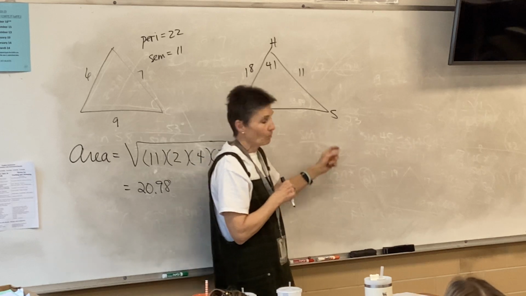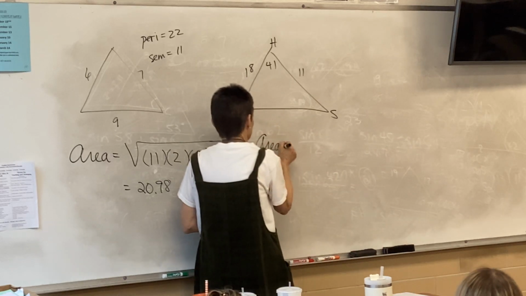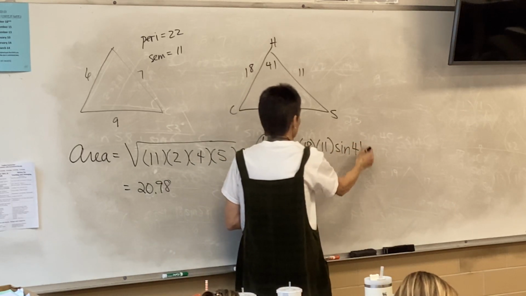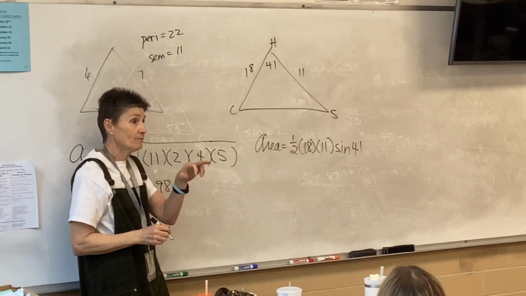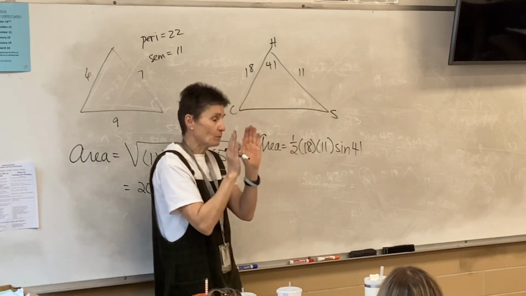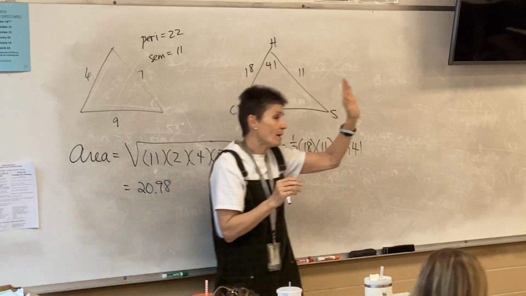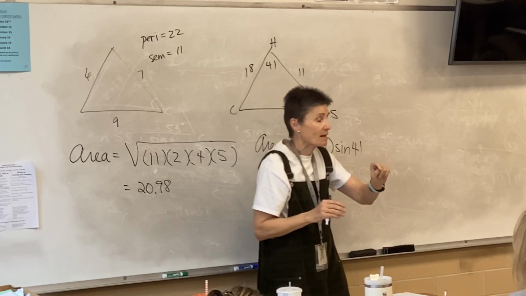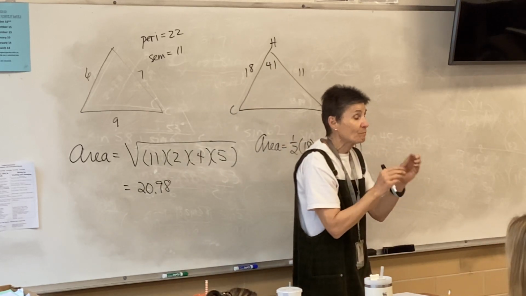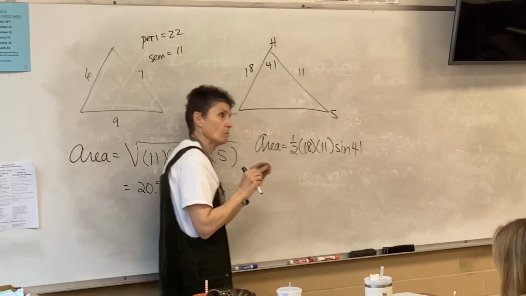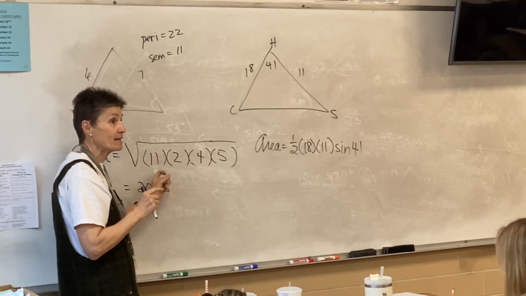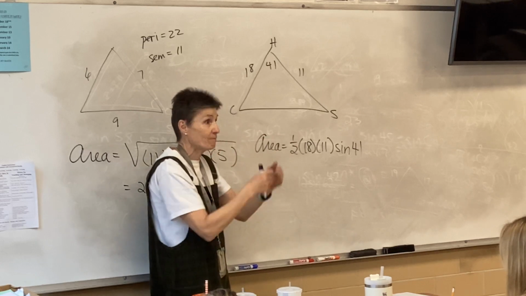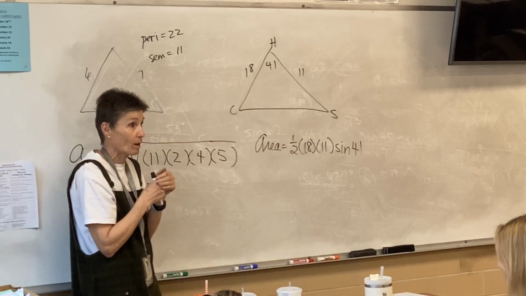Oh, wasn't it 1/2? Dang, I missed that. 1/2 times 18 times 11 times sine 41. Did you say you forgot the 1/2? Yeah. That's okay. We're not gonna forget it again, because remember, go all the way back to 7th grade, when you found the area of a triangle, it was 1/2 base times height. Every area formula has a half in it. Kids always say, well, what about Hero? Hero has a half in it because you take half the perimeter. Every triangle formula for area is gonna have a half in it somewhere.